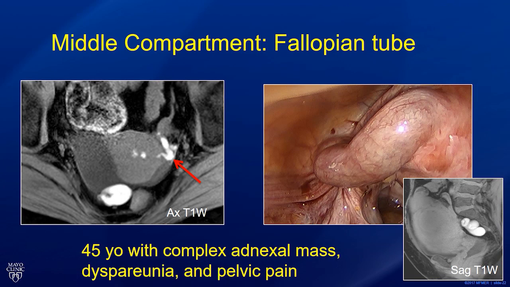Fallopian tube involvement is very common, and approximately 30% of patients with endometriosis can present with hematosalpinx. And we see this 45-year-old individual with complex adnexal mass, dyspareunia, and pelvic pain, showing these findings here at MRI and as well laparoscopy.